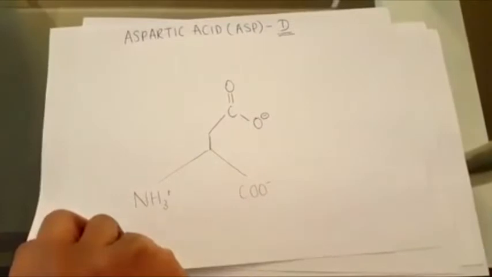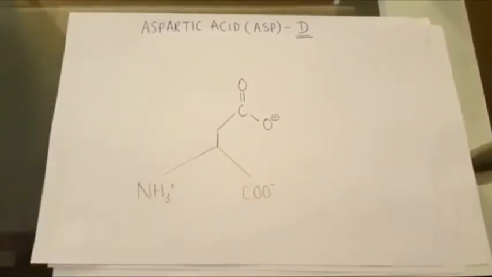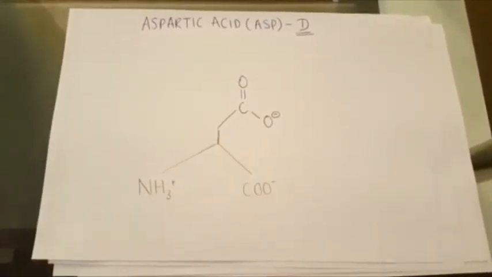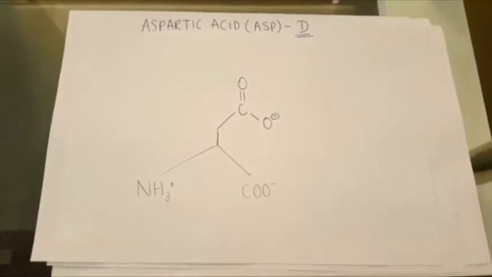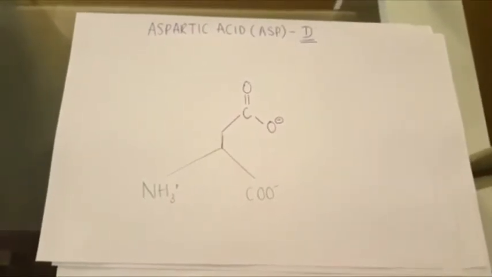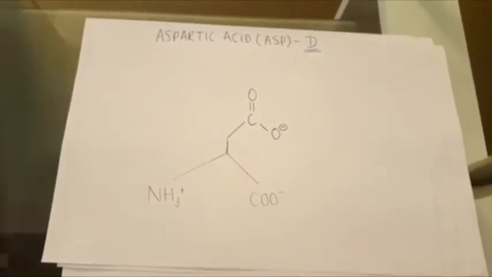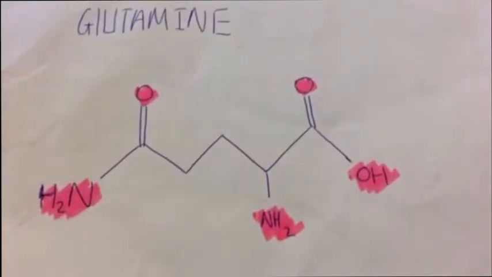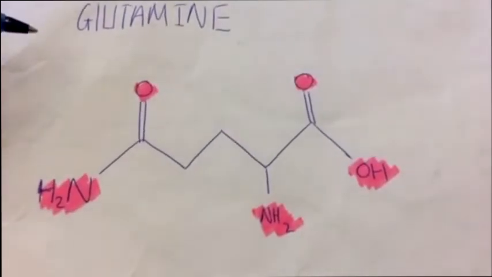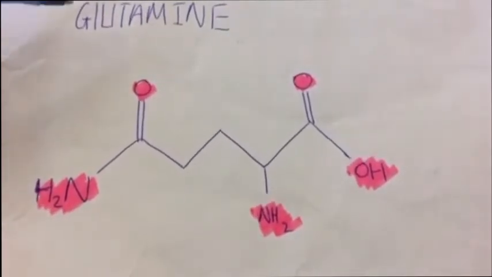And last but not least, we have aspartic acid. The 3-letter abbreviation for this one is ASP, and the 1-letter abbreviation, however, is D, which is quite different to all of them. Right, this here is the structure of glutamine. Glutamine can be abbreviated to 1 letter of Q.